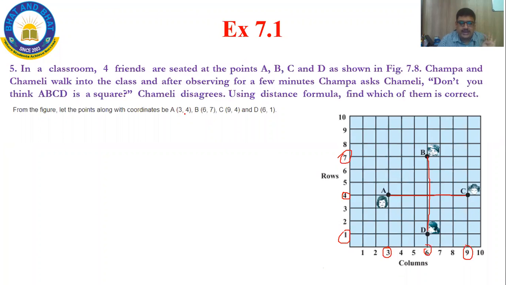That is, A is 3, comma 4, B is 6, comma 7, C is 9, comma 4, D is 6, comma 1. Then I have to take first these 2 points AB and find out the distance. Then take BC, find out the distance, find out CD, then ultimately find out what is AD. Then also I have to find out what is AC. AC I can find out just by observation here. Similarly, I can find out what is BD by observation here.